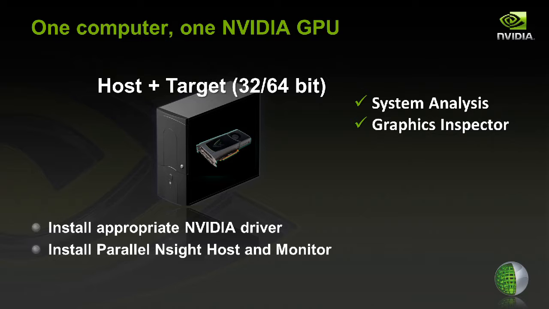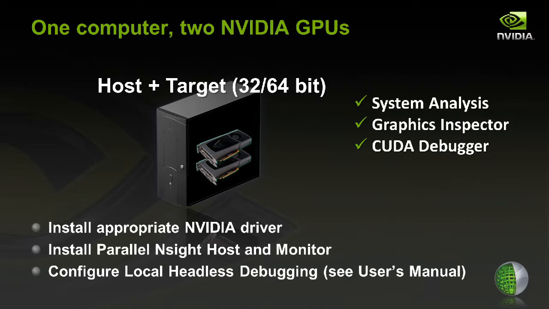So I did want to give you a quick overview on how to get things set up. And this is important, and I want to get some feedback when I get done. One of the ways you can use Parallel Nsight is if you have one computer and a single NVIDIA GPU. That enables you to do the system analysis capabilities that I talked about, as well as the graphics inspector, so being able to look through all of the draw calls and look at all the D3D API state. It's just real simple. You just install the appropriate NVIDIA driver. It's just one of the web drivers. It's not a special instrumented driver or anything. And then you install the Parallel Nsight host monitor on that machine, and you're off to the races.